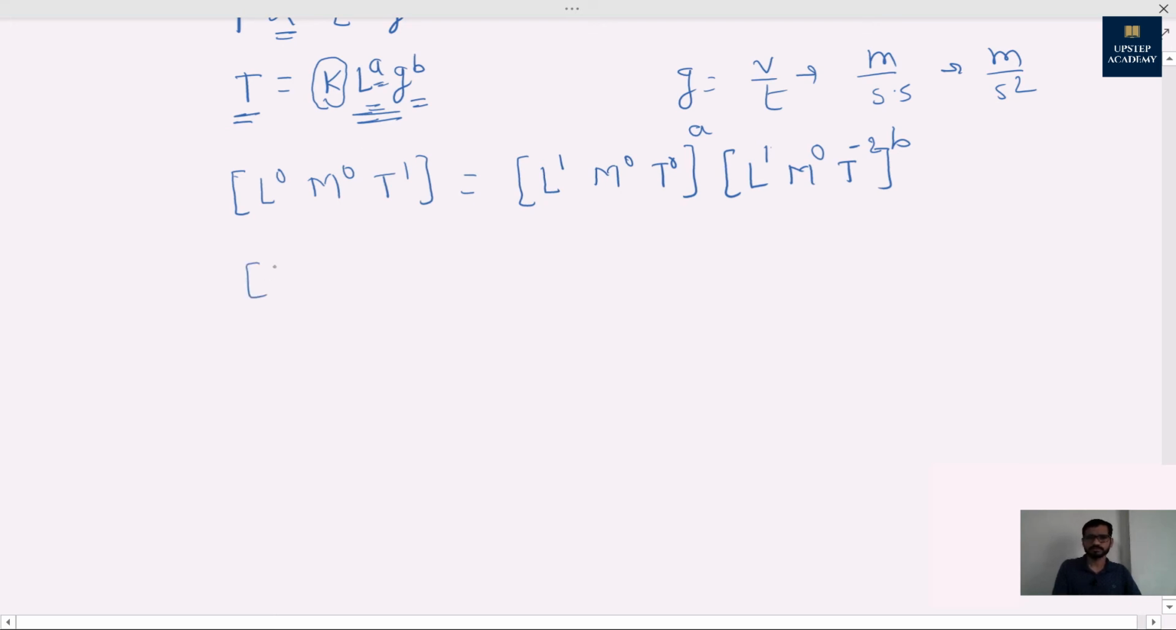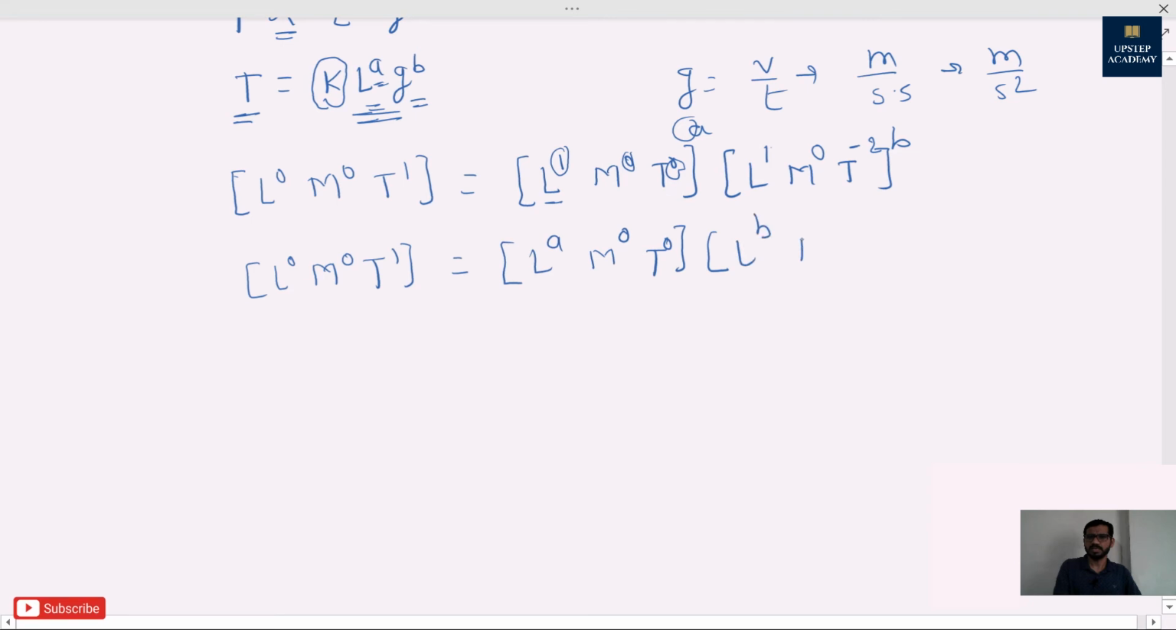So L raised to 0, M raised to 0, T raised to 1, this left hand side will remain as it is, and the right hand side will become L raised to 1 into a, M raised to 0 into a is 0, T raised to 0 into a is 0. Again, L raised to 1 into b is L raised to b, M raised to 0 and T raised to minus 2b.